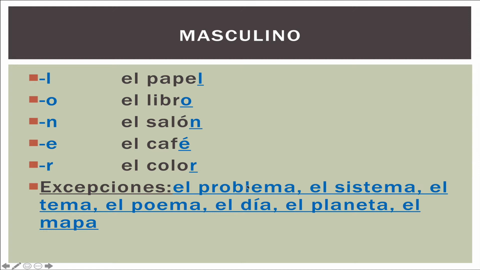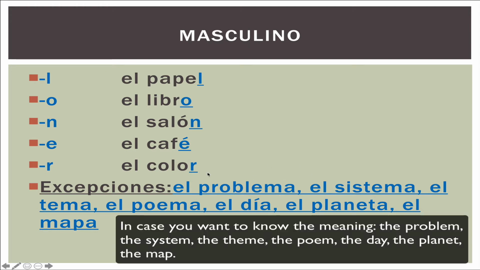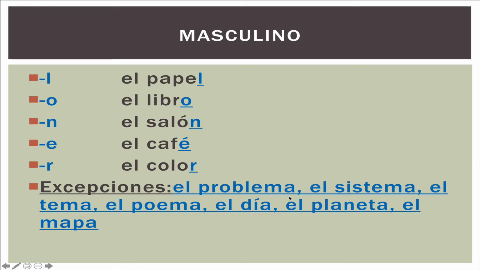So a lot of these words that end in ma come from the Greek language. So they are masculine, but don't think that everything that ends in ma is masculine. Only the words from Greek, like drama, sistema, problema. So you should just memorize the ones that we have right here. So repeat after me. El problema, el sistema, el tema, el poema, el día, el planeta, el mapa. So if you were to make this, for example, problema plural, you say los problemas, right?